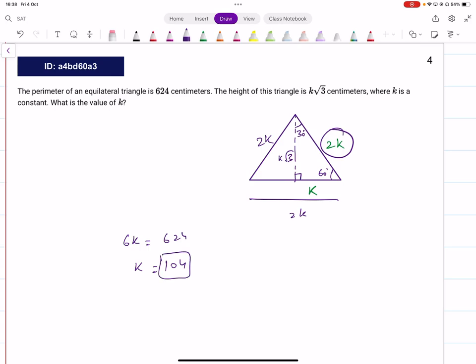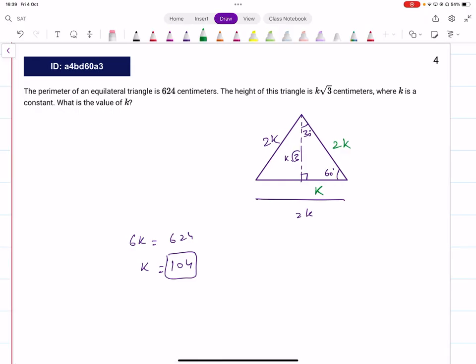Any problems? Now, again, you could do it without remembering these ratios as well. उसके लिए फिर आपको calculator पे trigonometry use करनी पड़ेगी. You can do that, but this makes it slightly quicker if you remember these ratios. Okay, that was question 4 from this PDF. The next one is 5.